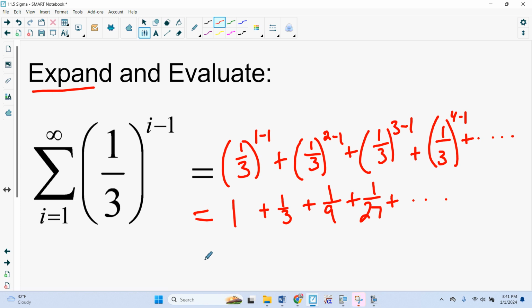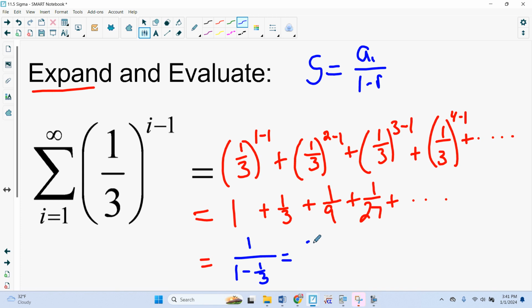Now, if you notice, this actually is an infinite geometric series. So if you think back to our infinite geometric series, we have a formula to evaluate that. So our first term is 1. We are multiplying by 1/3. So this is going to give us 3/2.